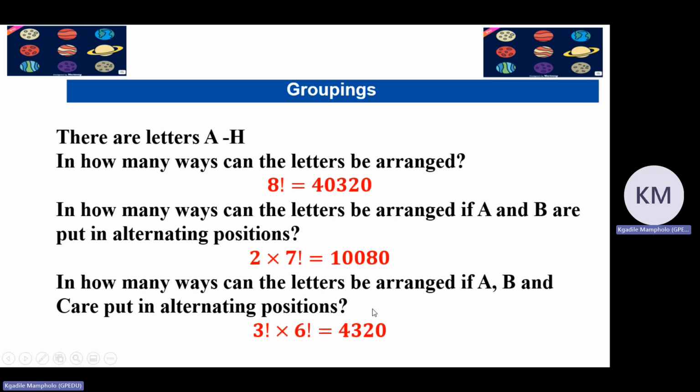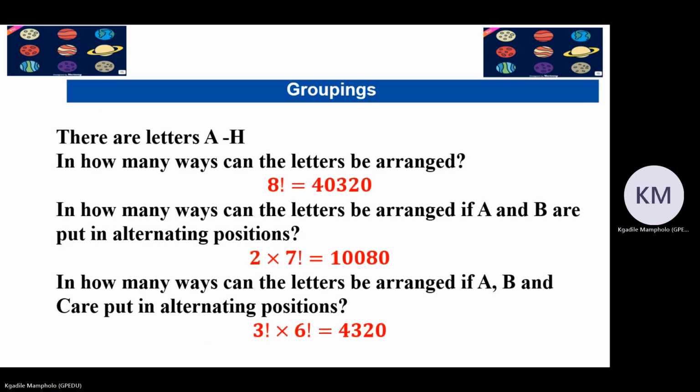In how many ways can letters be arranged if A, B, and C are put in alternating positions? Then we'll say A, B, and C. Now we say 3 factorial because they are 3. Because A, B, and C can be arranged differently, but they are a group. Then we'll be left with 5. Then it will be the group of these 3 letters, which is A, B, and C, plus the 5 left. Then it will be 6 factorial. So it means here we're changing 6 things.